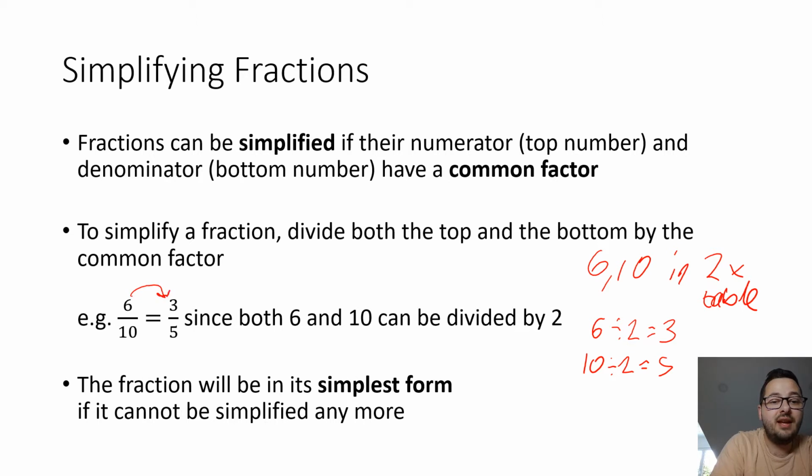Okay, and because you've divided by the same number, the fraction will be equal to the same thing, it'll be equivalent. And the fraction will be in its simplest form if it cannot be simplified anymore. So 3 and 5 are both prime numbers. The only times table they're in is the 1 times table, so they can't be simplified anymore. So they're in simplest form.